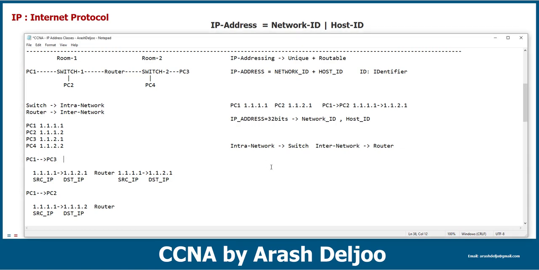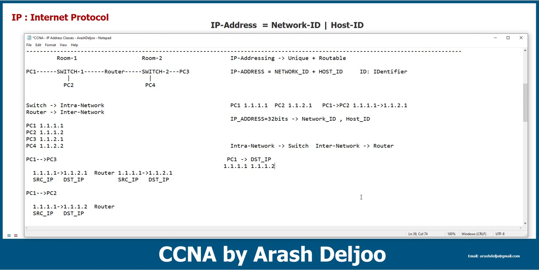The first question is this: assume that here we have PC1, and PC1 needs to send traffic to one destination IP. If PC1 understands that the traffic should go inside of the network, PC1 does not need to send the traffic to the router. But if PC1 understands that the destination is residing outside of its network, it needs to forward the traffic to the router of the network. For example, assume that the PC1 address is quad 1, and the destination IP is 1.1.1.2.